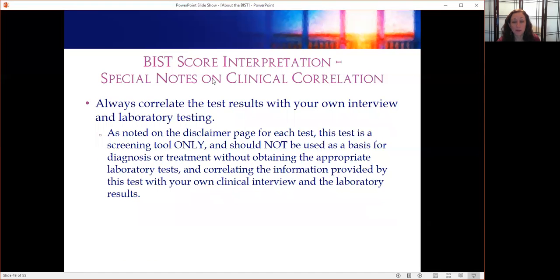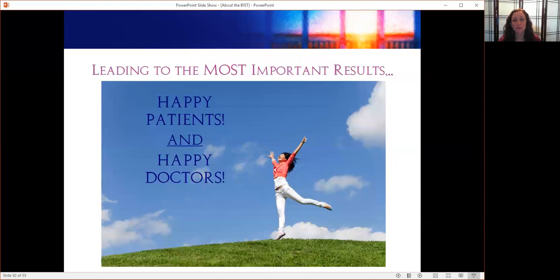And finally, but most importantly, special notes on clinical correlation. Always correlate the test results with your own interview and laboratory testing. As is noted on the disclaimer page of each test at the very front, this test is a screening tool only. This should not be used as the basis for diagnosis or treatment without obtaining the appropriate laboratory tests and correlating the information provided by the test with your own clinical interview and the laboratory results. So this all leads to the most important results of all, which is happy patients and happy doctors.